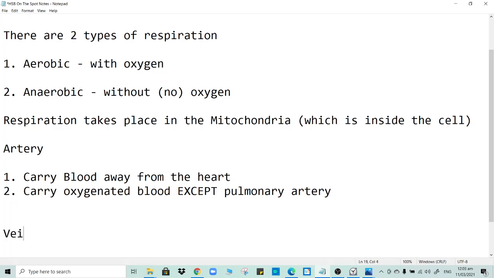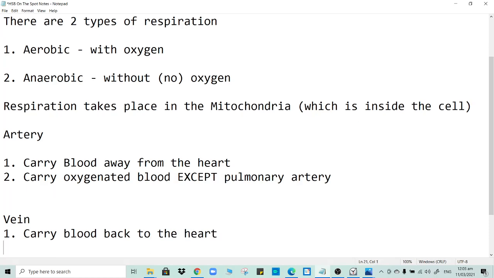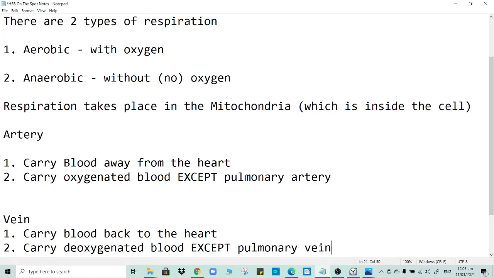And the vein, well, it's kind of like the opposite of the artery. They carry blood back to the heart, or towards the heart. Also, they carry deoxygenated blood. Except, out of all the veins in the body, only one of them carries oxygen in it, and that's the pulmonary vein. Alright, so that's two things.